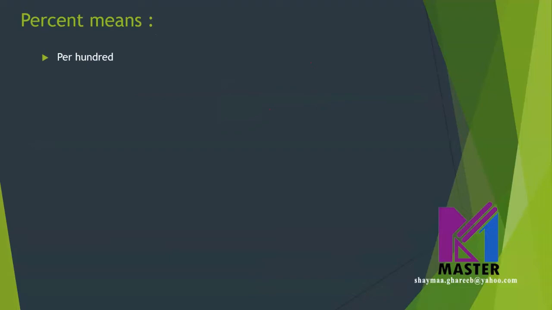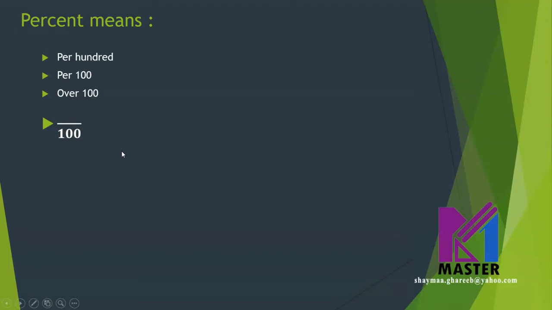First, let's start with the percentage meaning. The word percent means per hundred. The part cent means number 100 in Latin. So when I say percent, it's the same as per hundred. Per hundred means I can write it in words like this: per hundred, or per 100, or over 100, or a fraction over 100. And this is the most important meaning so far.